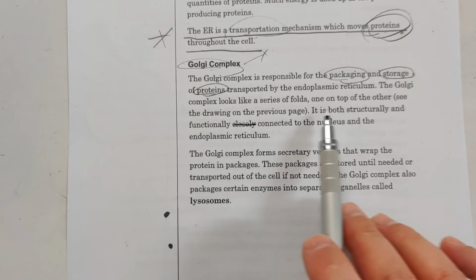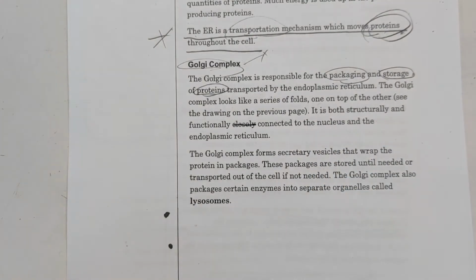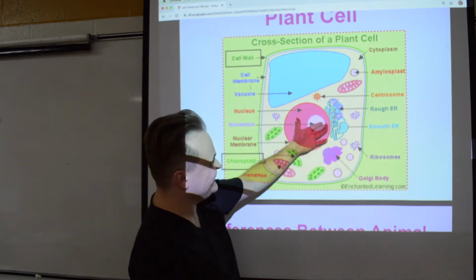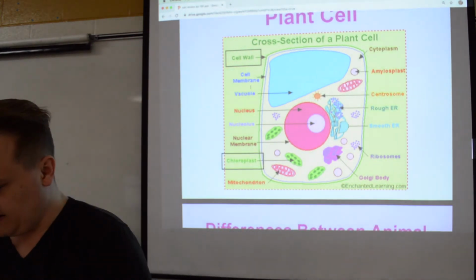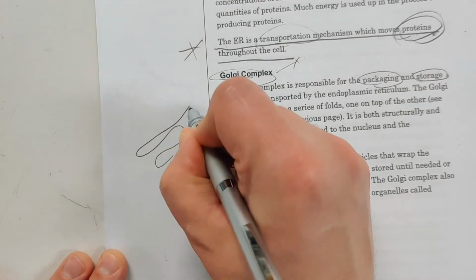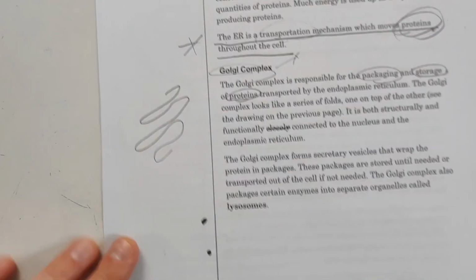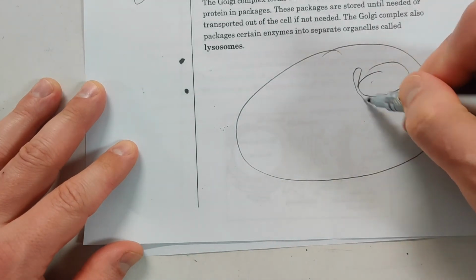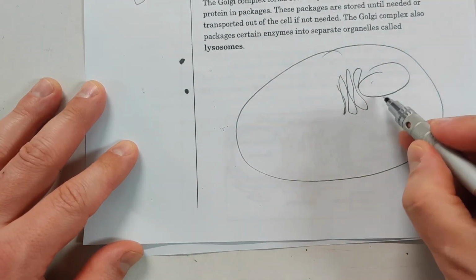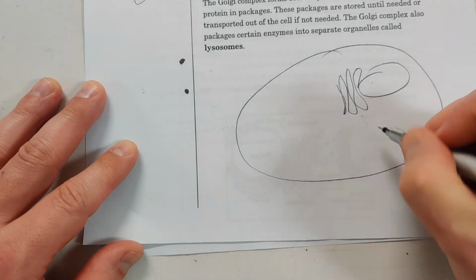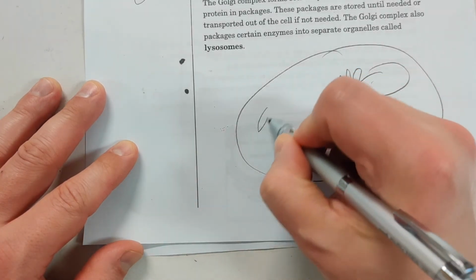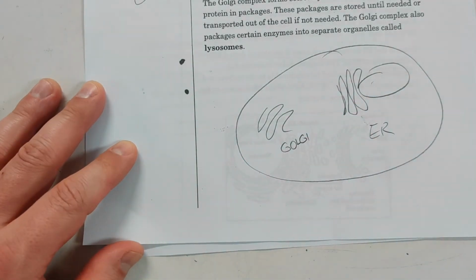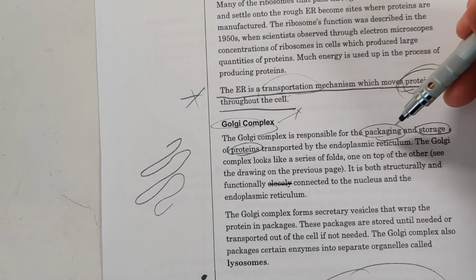The Golgi complex looks like a series of folds, one on top of another. Basically, a Golgi complex almost looks, if you look here, it almost looks exactly like an ER. Very similar. It's going to have that same pattern of stuff like this. The difference is, if I draw it here, if I had a cell and I had the nucleus, the one close to the nucleus is always the ER, and anything that looks very similar but is further away is the Golgi. All right? So the Golgi complex packs and stores.